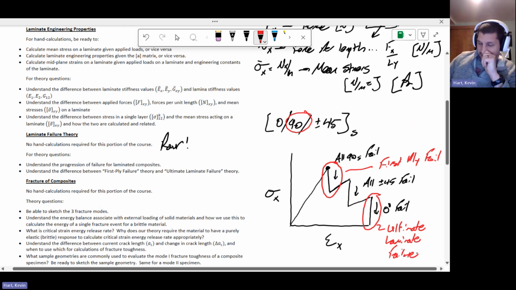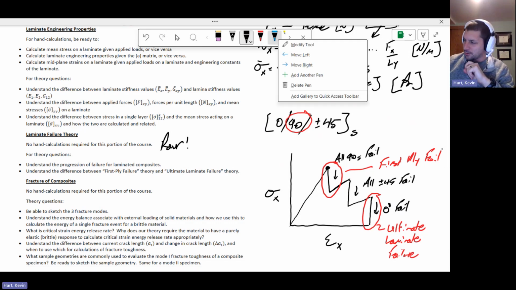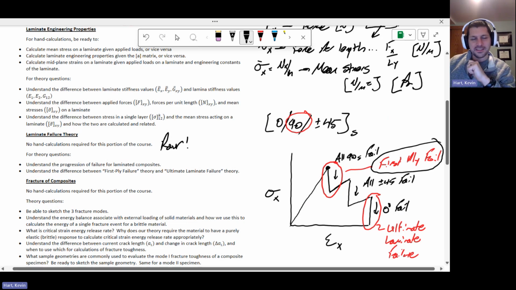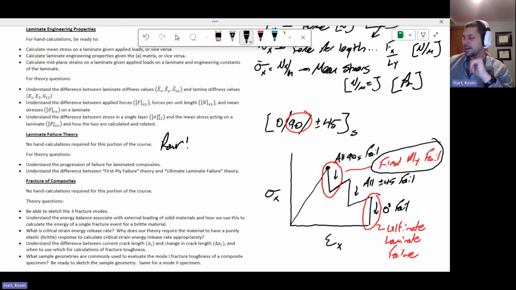In our class, we just stuck with first ply failure. First ply failure is much easier to analyze and much less computationally intensive. If you're a fire breather and you want to try to attack ultimate laminate failure, that would be a fun project. I actually did that when I was in graduate school, but okay, cool.